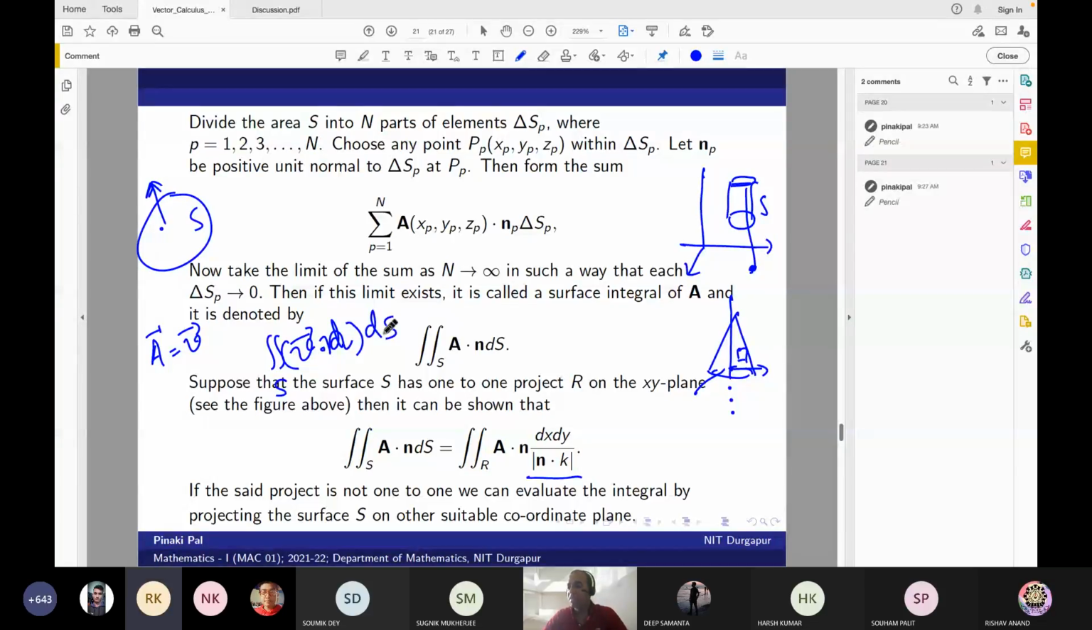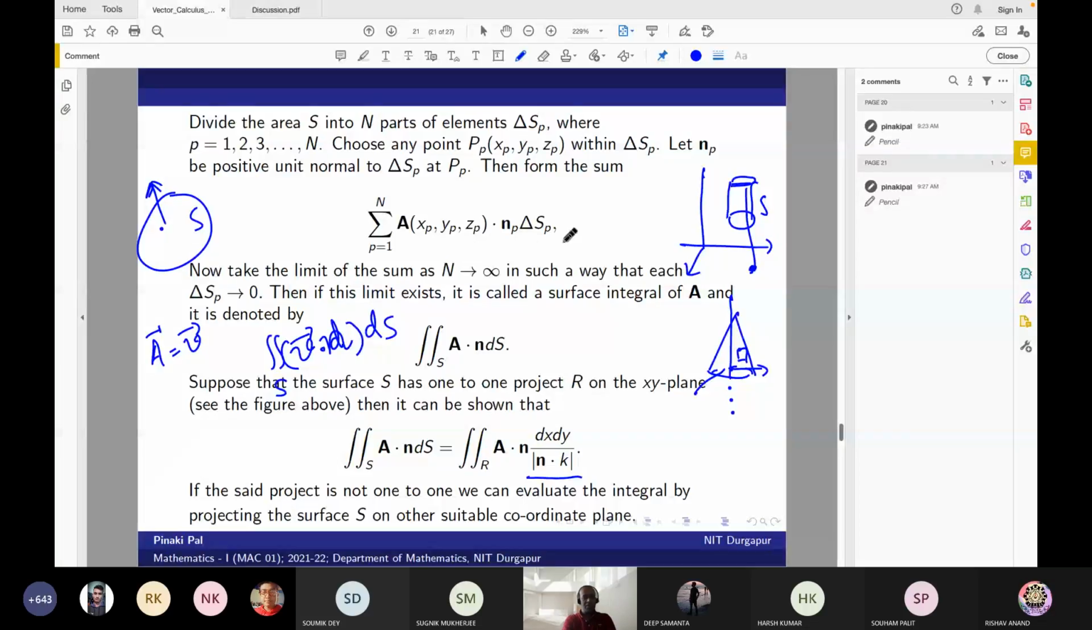So what is the physical significance? If V is the velocity of the fluid particles in a fluid system, then what is the physical significance of this? So the continuity equation, sir. Yeah, continuity equation will come, but this is the volume of the fluid which is crossing the surface per unit time, from the negative side of the surface to the positive side. Okay, the positive side is determined by this normal vector.